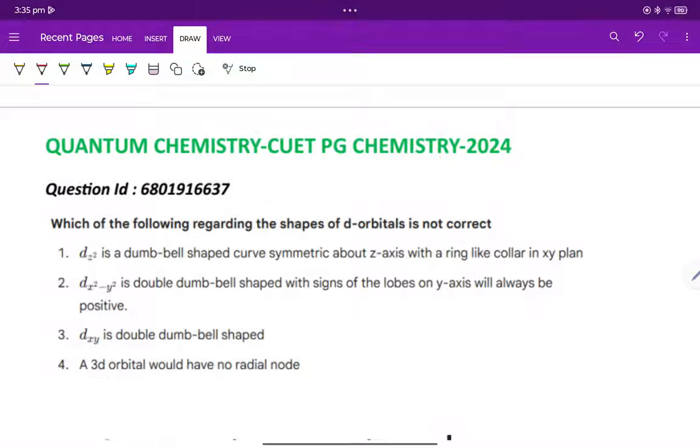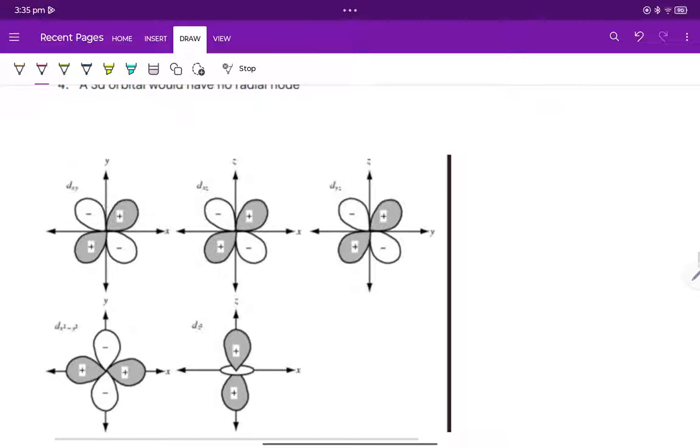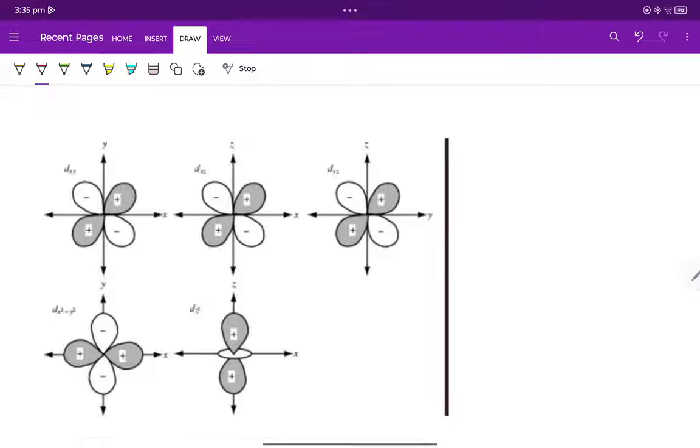So let us see the shapes of the d orbital. It is better to draw the shapes of the d orbital. This first one is the dxy orbital. Whenever I am drawing a d orbital, I am specifying the x direction in the same place, and here I am changing the direction. So this is the y direction. So for the three orbitals dxy, dxz and dyz, this is dxy, dxz and dyz. You see, in all of these, the lobes are in between the axis.